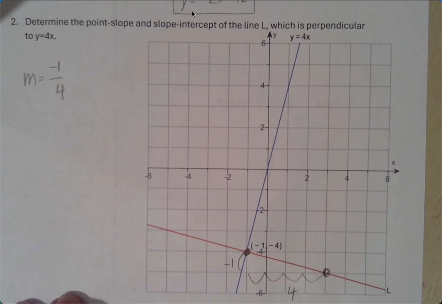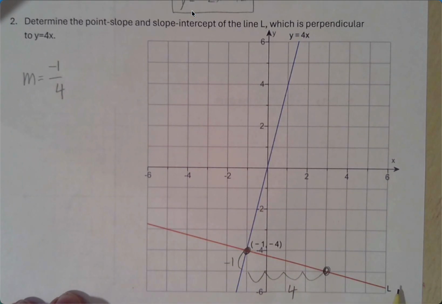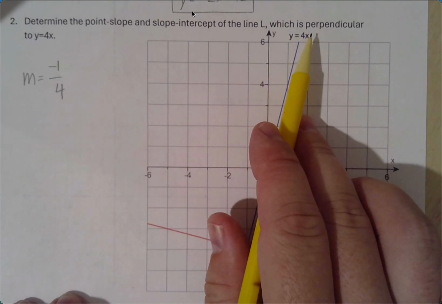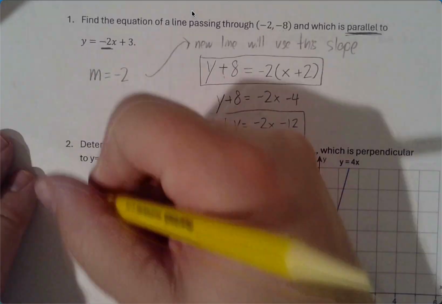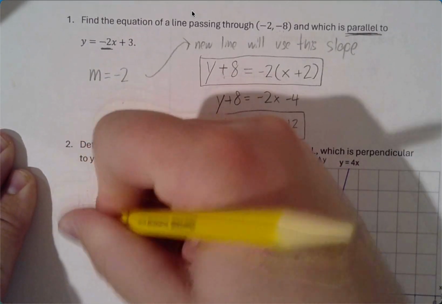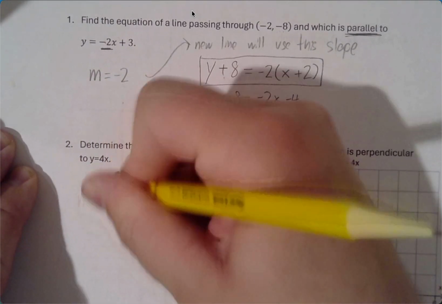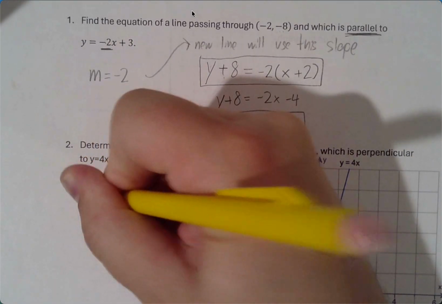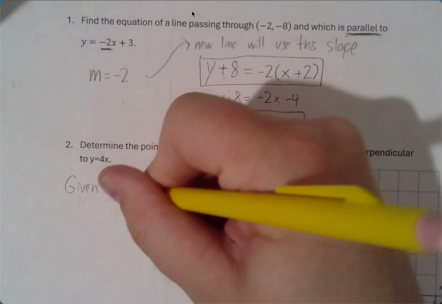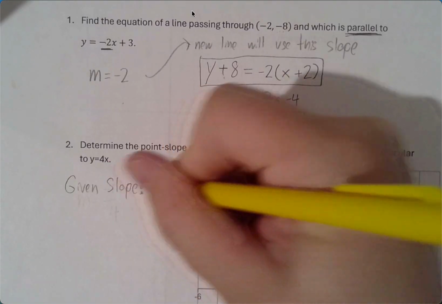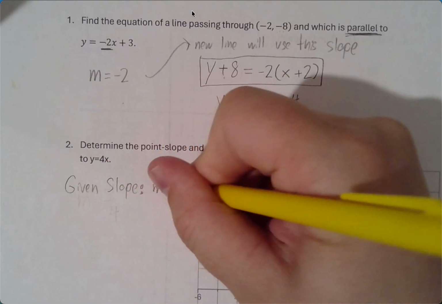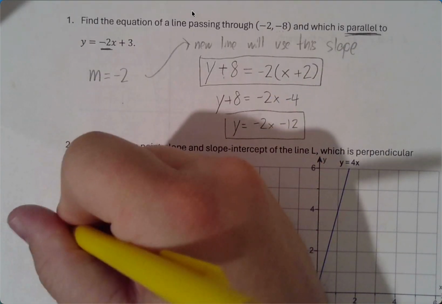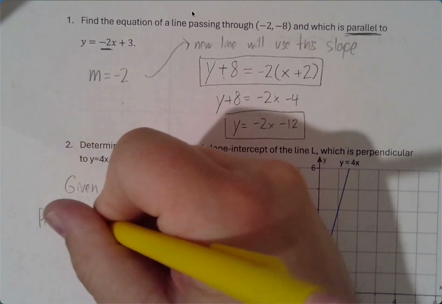But here's the idea. What if they didn't give you the graph? Well, then take a look at how these two are related. So actually, I should say given slope. Sorry to do that. The given slope is going to be m equals 4x. And then I'm going to write the perpendicular slope.